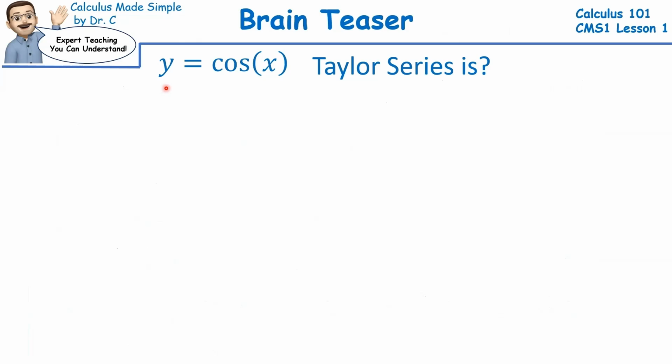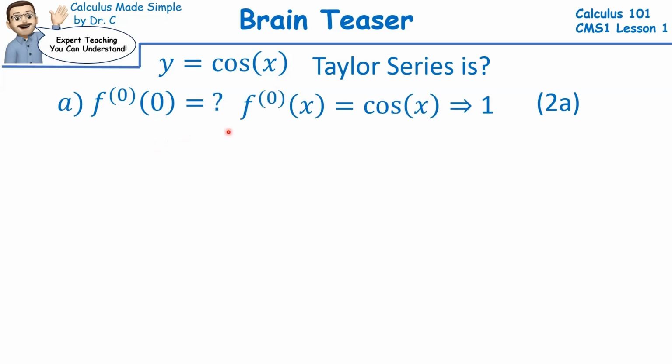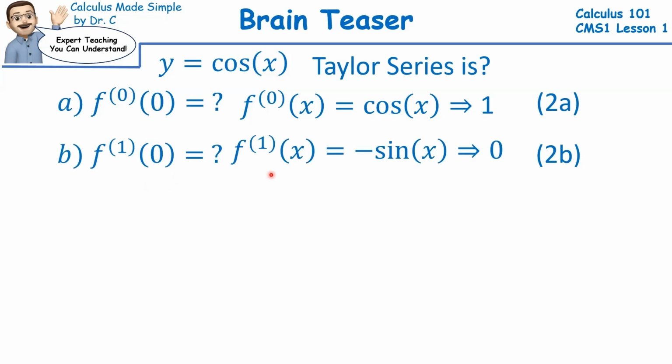In this slide, we're going to look at the Taylor series expansion of the cosine of x. F0 is just cosine of x. Evaluating that at x equals 0 gives you 1. What about this? The first derivative of the cosine of x? Well, it's the minus sine of x. Evaluating that at x equals 0 gives you 0.